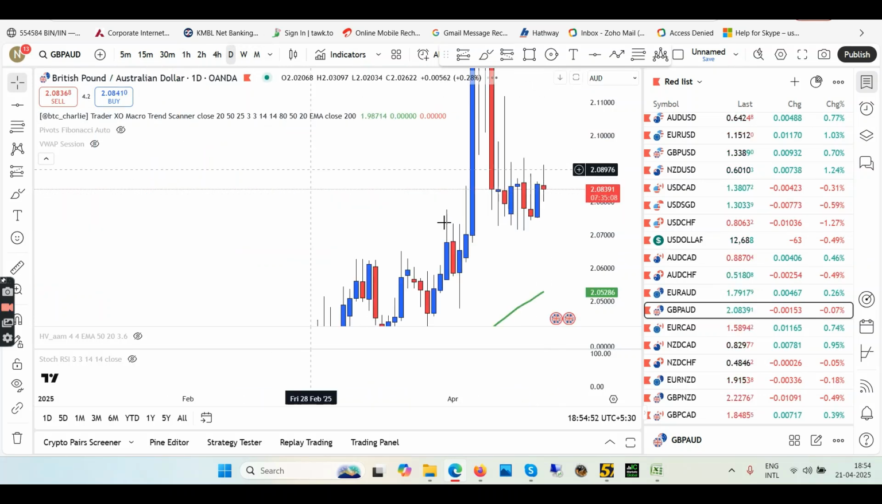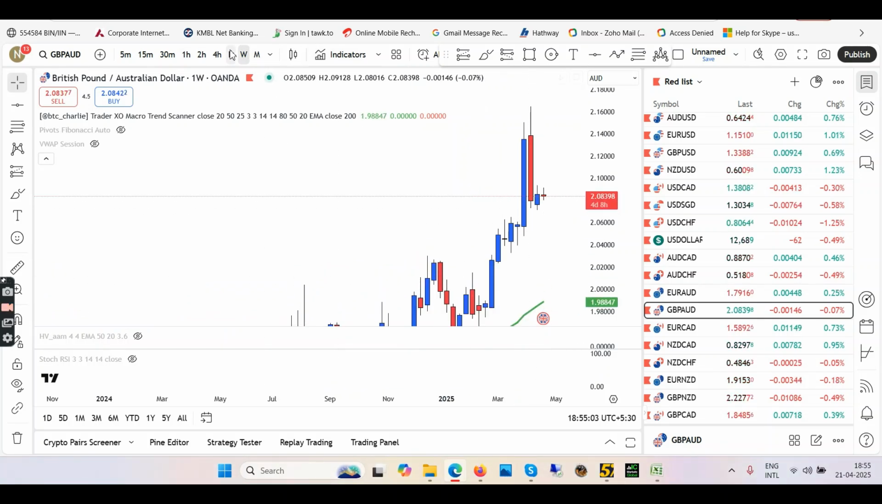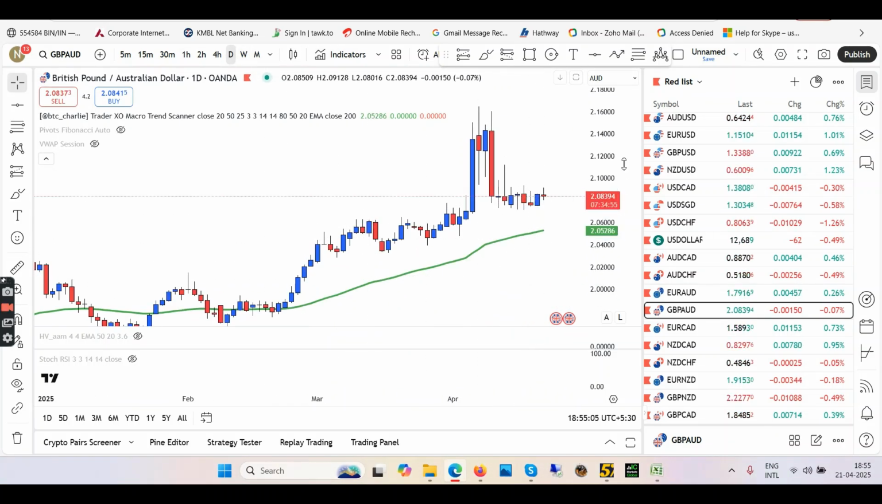Okay, but if we follow the top down approach, we know the basic rule is out of 3 time frames, weekly, daily, 4 hour, if 2 time frames are in the same direction, that means that's the trend. Okay, so weekly is up, and daily is up, which means we are in the uptrend.